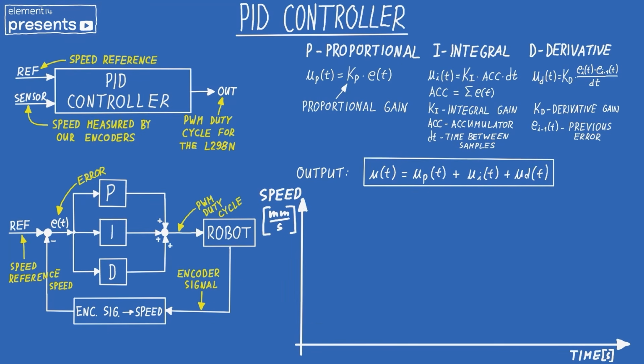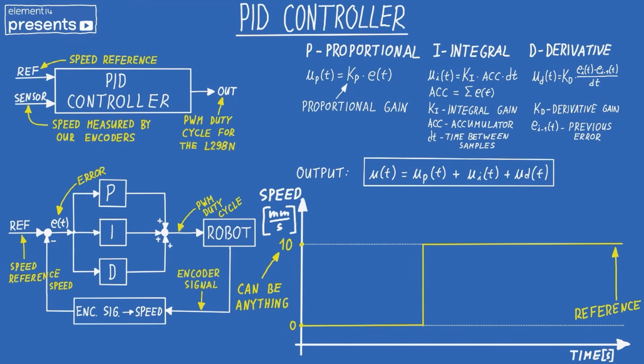So here is our graph. The yellow line is a reference, so we just want at some point our speed to jump from 0 millimeters per second to, for example, 10 millimeters per second. Doesn't really matter the number. Ideally, our controller would follow this reference completely like this with 90-degree turns, but that's impossible, as we will see.